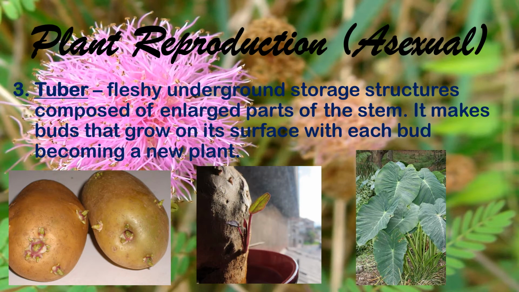The third way is by tubers. Tubers are fleshy underground storage structures composed of enlarged parts of the stem. It makes buds that grow on its surface, with each bud becoming a new plant. Examples of tubers are potatoes, ube, and gabi.